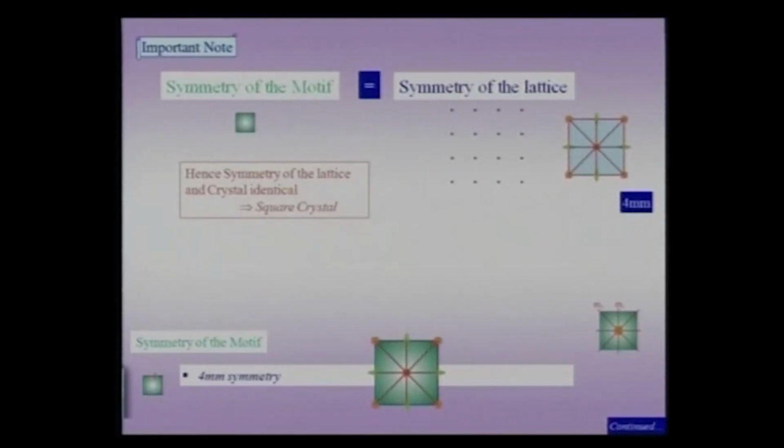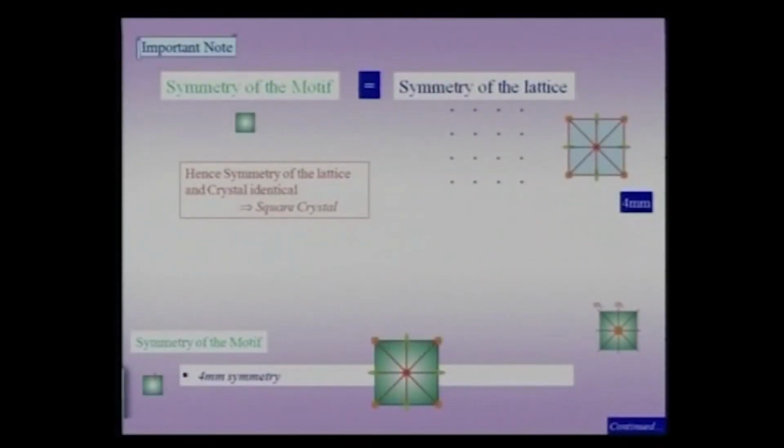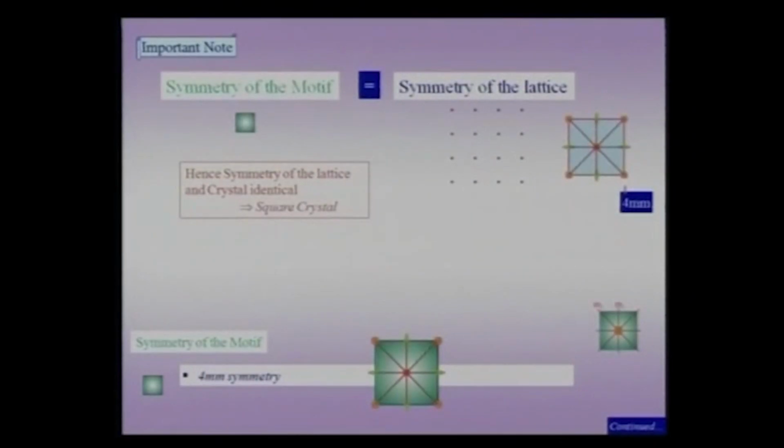Now this 4mm symmetry of the motif is identical to the symmetry of the lattice. So when I put this motif, and the important point to note here is to put it in this orientation which I have shown, then the symmetry of the lattice is not lowered, and the symmetry of the lattice is preserved when I make a crystal. So what is the symmetry of the crystal I have obtained? The symmetry of the crystal is again 4mm, and the crystal has this unit cell with the symmetry operators overlaid, and you can see that the symmetry of the crystal is identical to the symmetry of the lattice, and therefore I call it a square crystal because of this presence of 4mm symmetry.